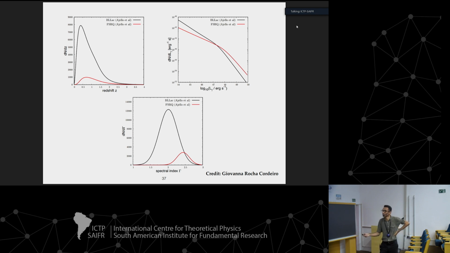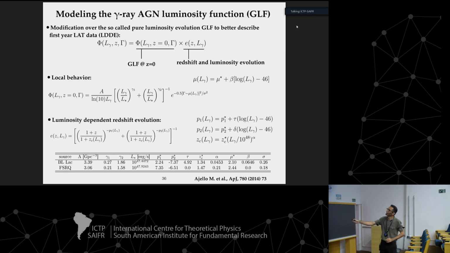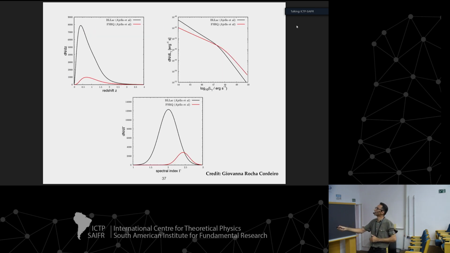You can also look at the distribution of spectral index for BL Lacs and flat spectrum radio quasars. They are pretty much Gaussian in this model. If you go back, you will see that the index distribution, the gamma distribution, is basically a Gaussian with a mean that evolves with the luminosity, okay? This is what is shown here: approximately a Gaussian with indexes around 2, more or less, for BL Lacs and 2.5 for flat spectrum radio quasars, okay?